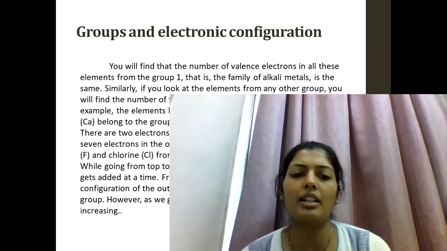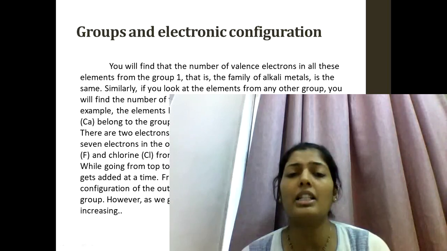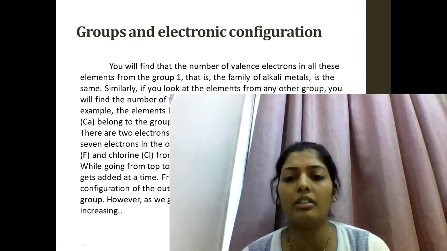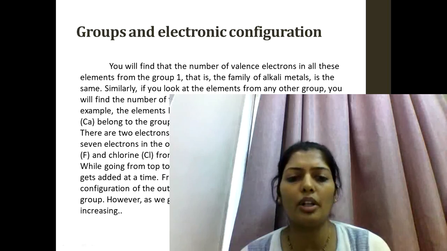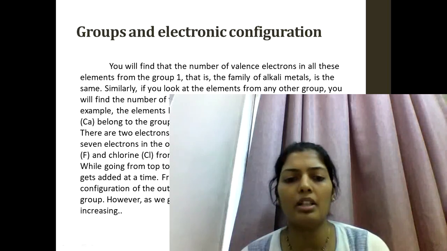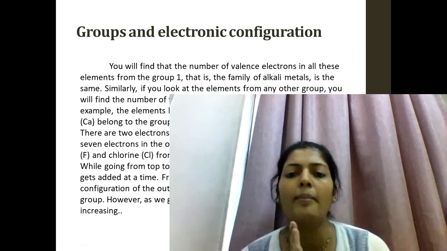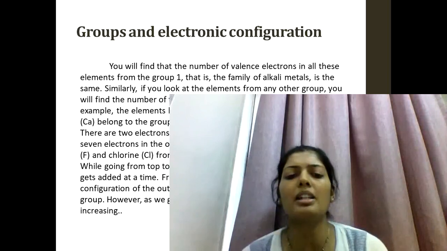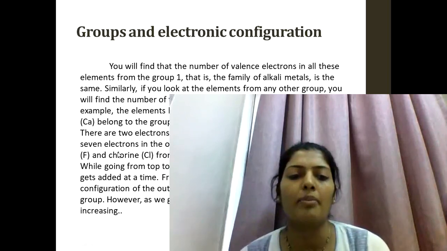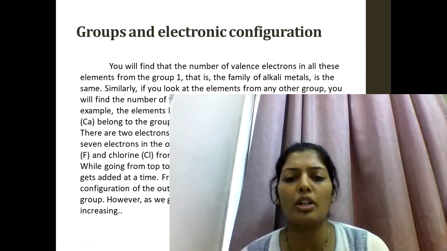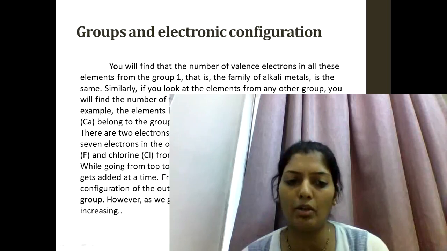For example, the elements beryllium, magnesium and calcium belong to group 2, that is the family of alkaline earth metals. There are 2 electrons in their outermost shell. Similarly, they are discussing group 1 elements are called alkali metals, group 2 are called alkaline earth metals, 17 are called halogens. So there are 7 electrons in the outermost shell of the elements such as fluorine, chlorine and bromine from group 17, that is the family of halogens.